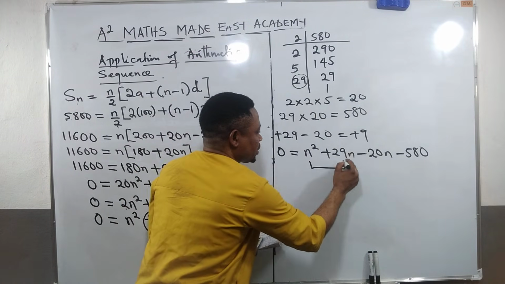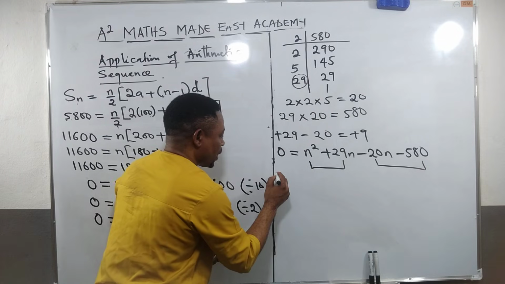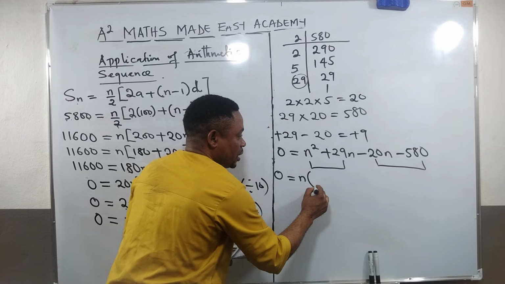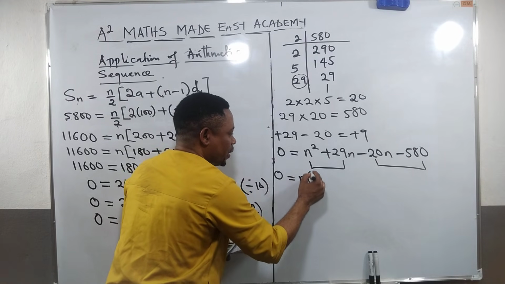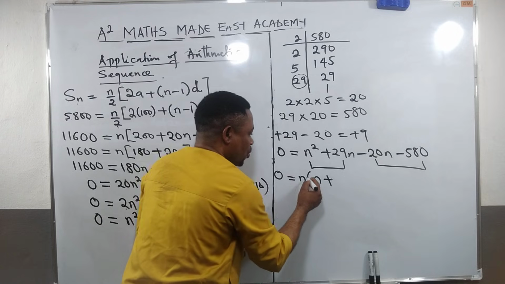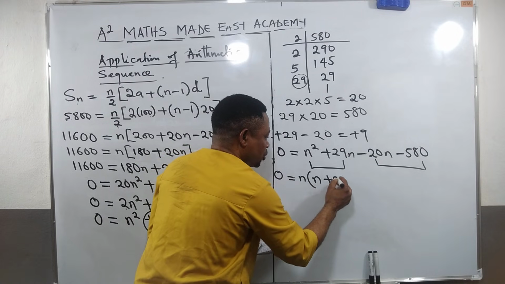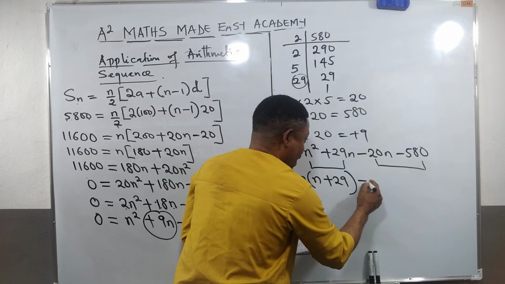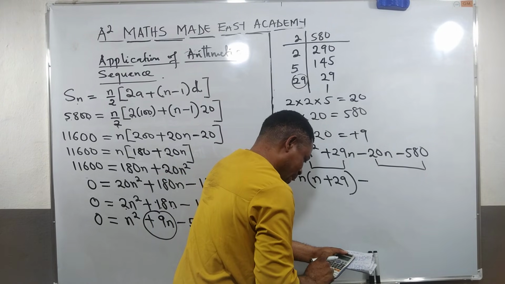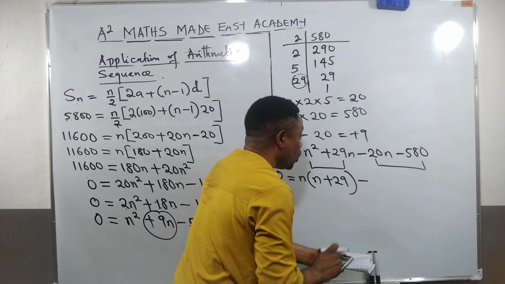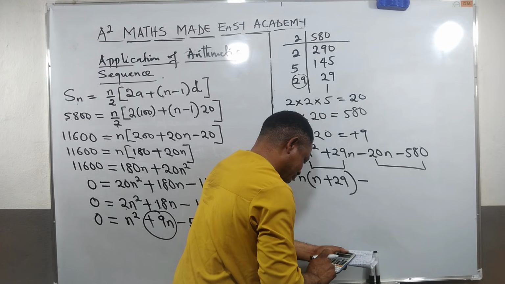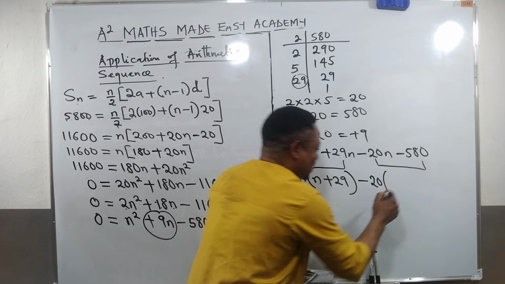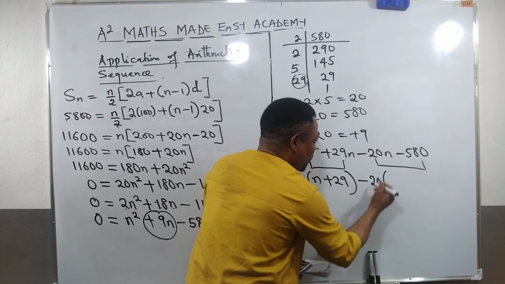Then factorize this and factorize that. Where can we go? 0 is now equal to, what is common here? n. Open the bracket. When one n cancels one n, you are left with n, right? Plus, when n here cancels n here, it will give you 29. Close the bracket. Now, minus. The question is that, can 20 go into 580? Am I communicating now? Wow, it can divide. I will factor 20. Open the bracket. Now 20 will cancel 20.